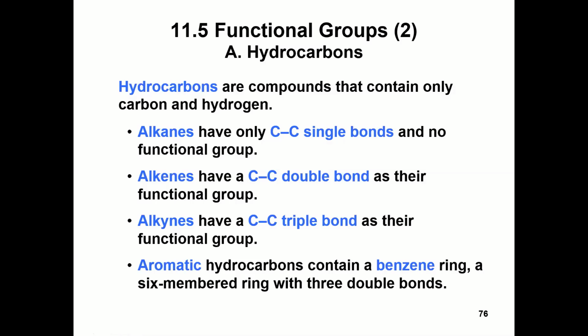And those contain a benzene, or a six-membered ring with alternate double bonds, three double bonds to be specific. These types of compounds that contain benzene rings are called aromatic hydrocarbons. So these are considered the functional groups, or more specifically, the classifications of hydrocarbons.